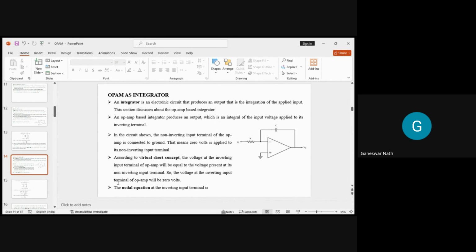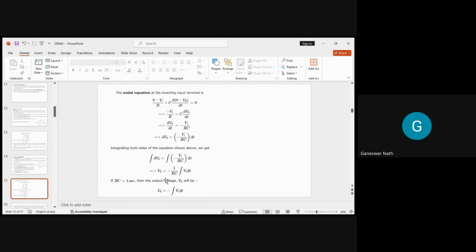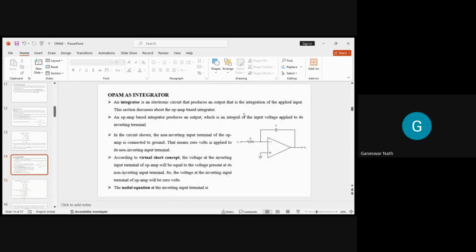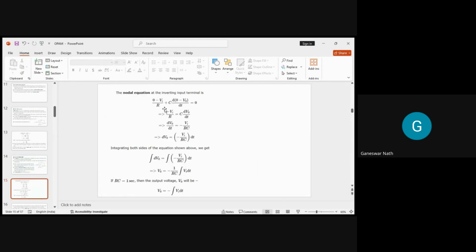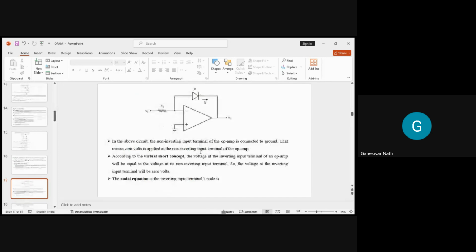Now if I put it in mathematical form, then I must find the nodal equation at the inverting input terminal. You can find 0 minus Vi by R. So 0 minus Vi, because this is Vi and this is 0. It is equal to 0 minus Vi by R plus C into d(0 minus V0) by dt actually. If you solve this equation, you can get the required output.